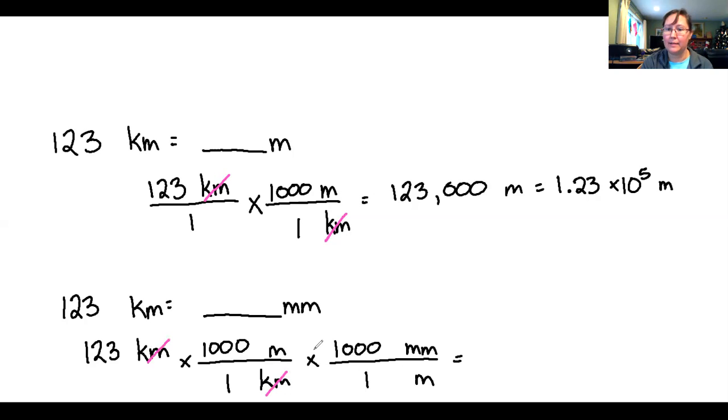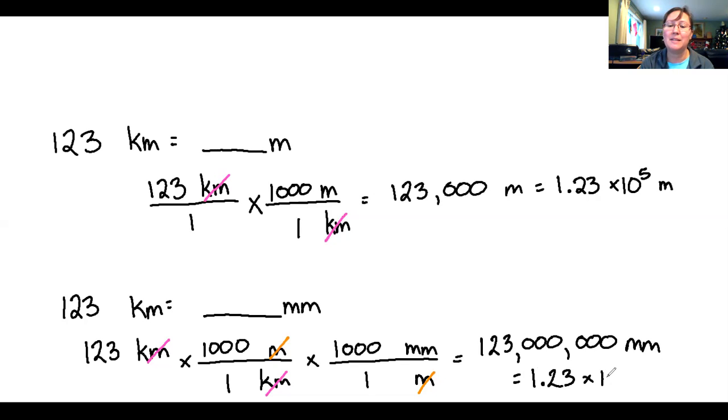And again, here we are, canceling our kilometers top to bottom. And then we're going to cancel next our meters top to bottom, and we're left with millimeters. So now what I do is I say I have 123 times 1,000 times 1,000. And here I have this, 123 million millimeters. Okay, well now this is getting silly. So we're going to change that, again, to scientific notation, 1.23 times 10 to the 8th millimeters, counting 1, 2, 3, 4, 5, 6, 7, 8.